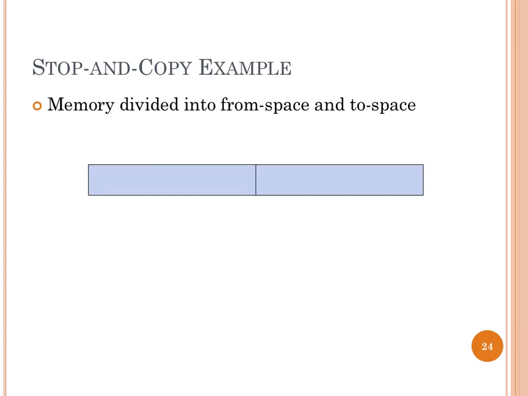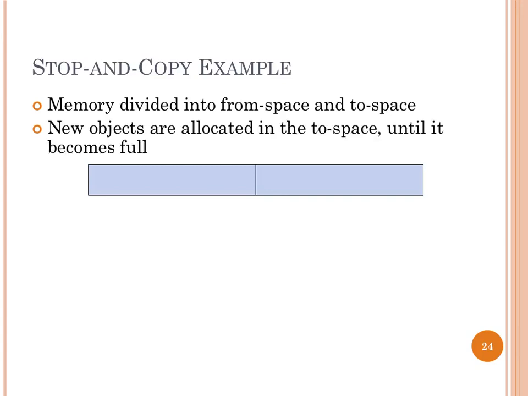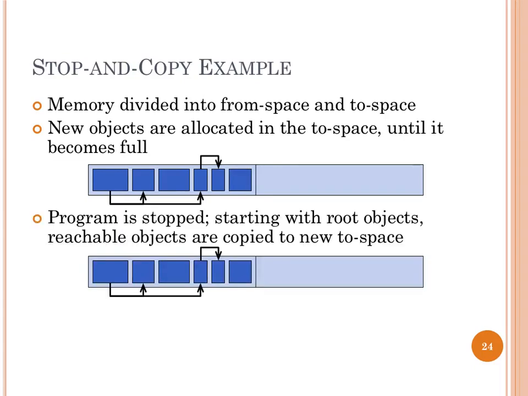So we have this chunk of memory. We had to cut it in half because that's the characteristic of stop and copy. We allocate objects in the to space. And for whatever reason, my convention was the root of the reachability graph is the first object in the space. So now it's full. Program stops. And now we just start following the reachability graph. And every time we find an object that's reachable, we copy it into the new to space. So we start copying these little guys over here.